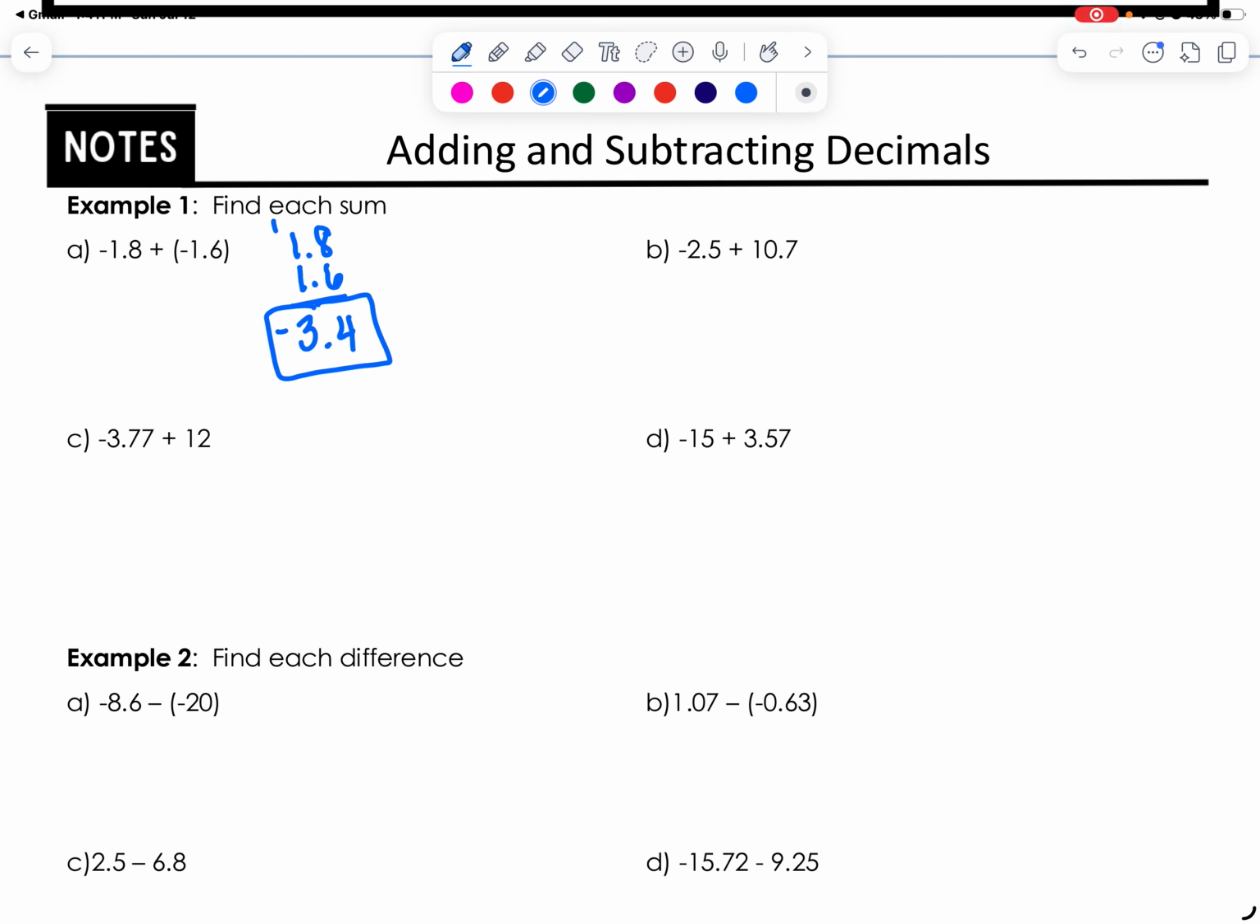Now, in problem B, we have different signs. We have a negative 2.5 and a positive 10.7. So when we have different signs, we subtract. So 10.7 minus 2.5. So that would be 2. 10 minus 2 is 8. And then we decide, is my answer positive or negative? So you look at the larger number and it's positive. Therefore, your answer is positive.